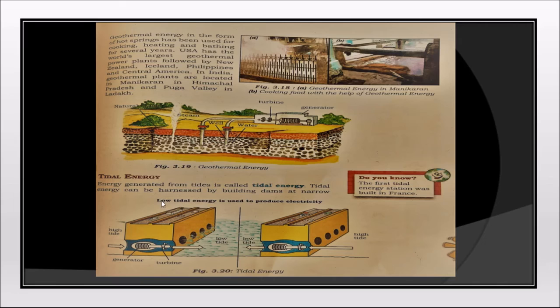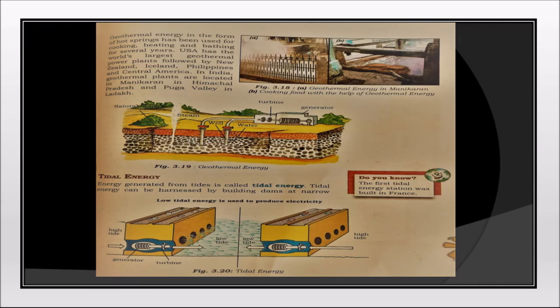And geothermal energy. Geothermal energy is a heat energy which can be obtained from earth. What is meant by geothermal energy? Heat energy which can be obtained from earth is known as geothermal energy. As we go deeper, the temperature of Earth's interior starts rising in a steady manner. Sometimes heat energy takes the form of hot springs.